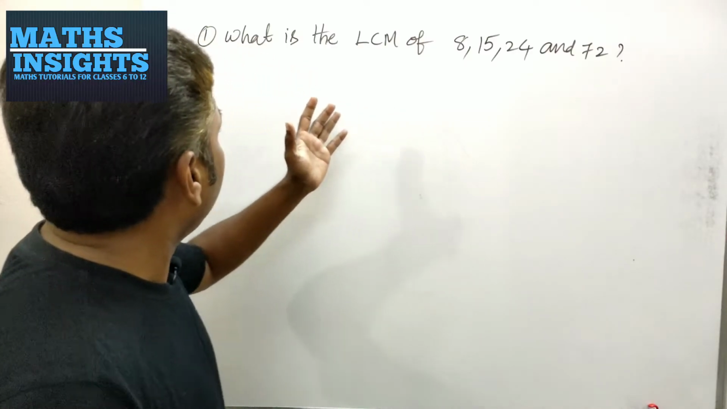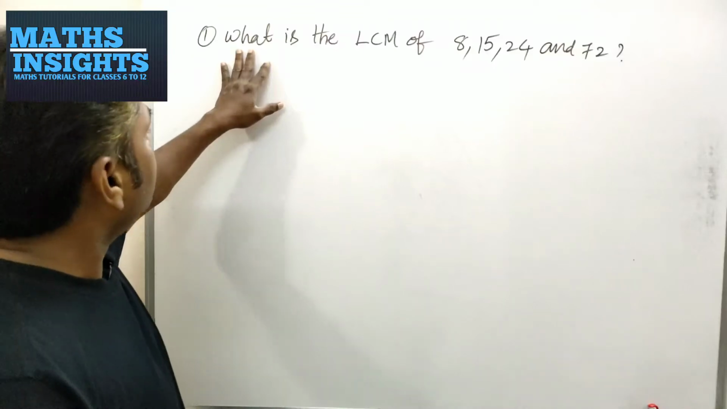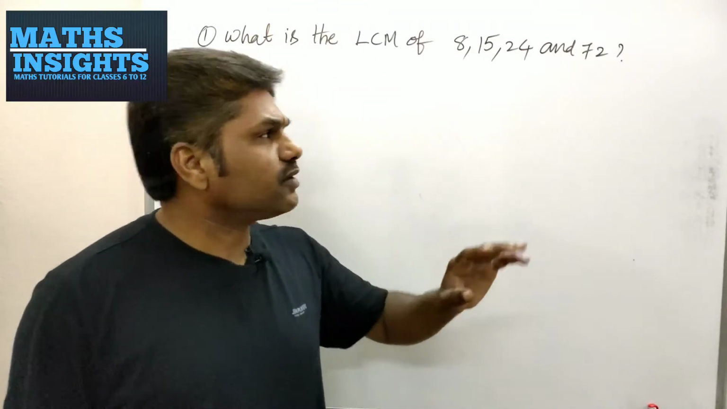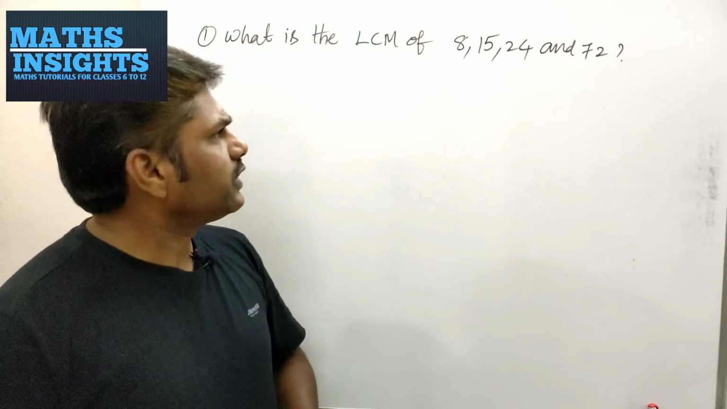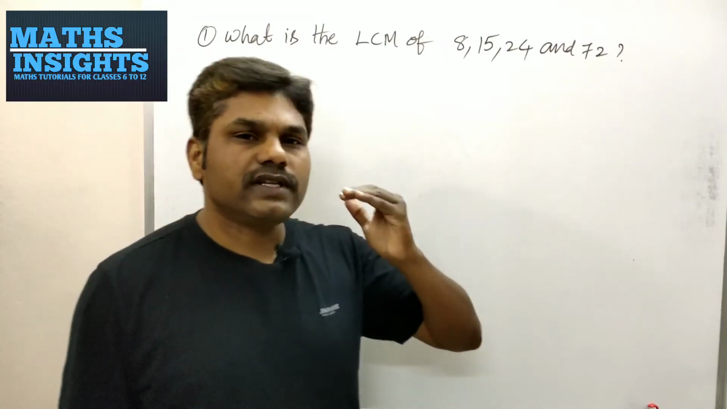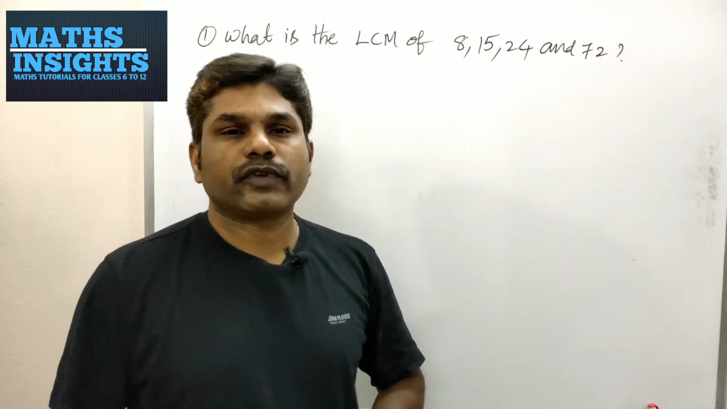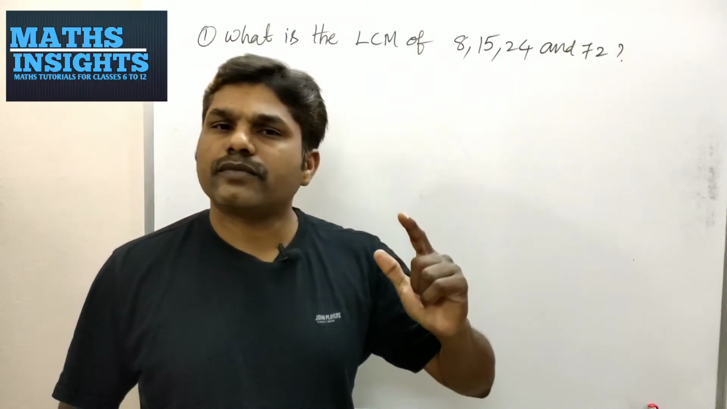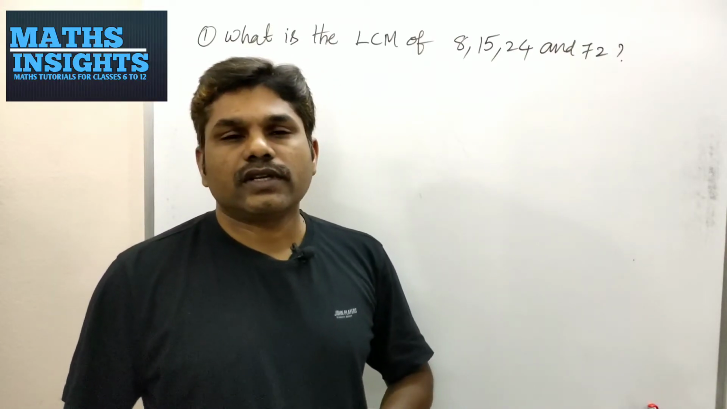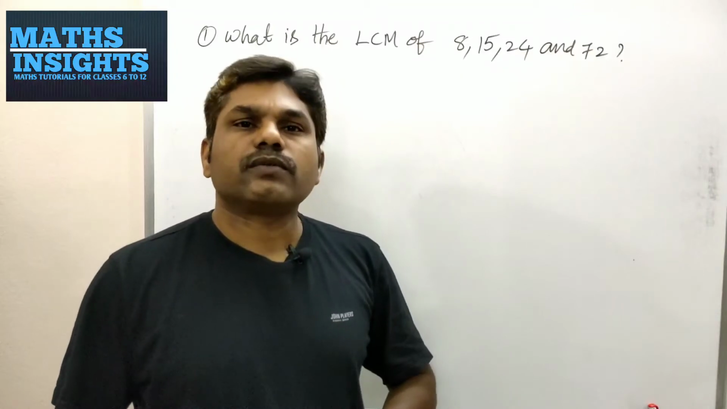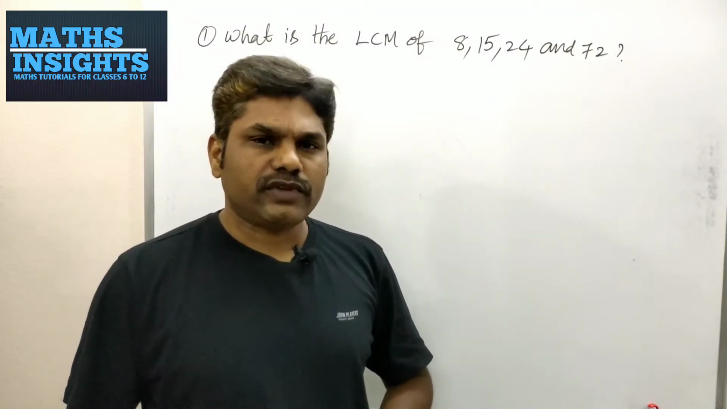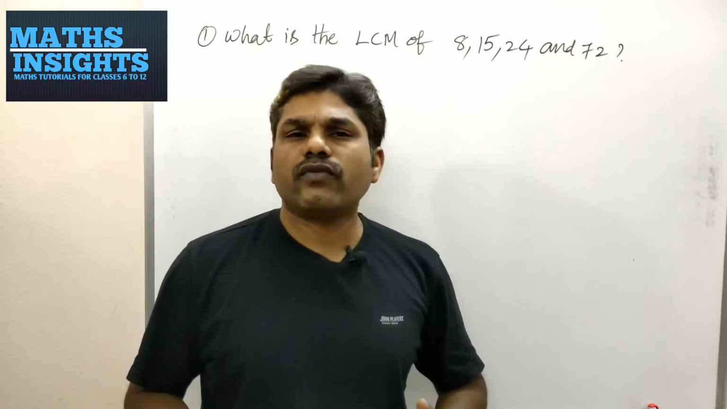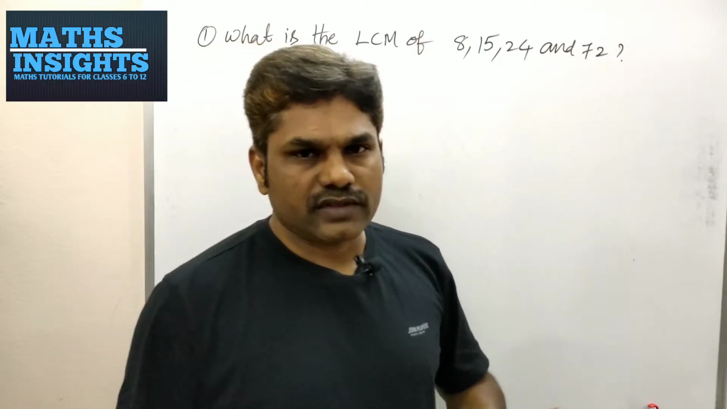This is the first problem. What is the LCM of 8, 15, 24 and 72? LCM means least common multiple. You can find LCM in two methods. The first one is the prime factorization method and the second one is the division method. Generally, we follow the division method.